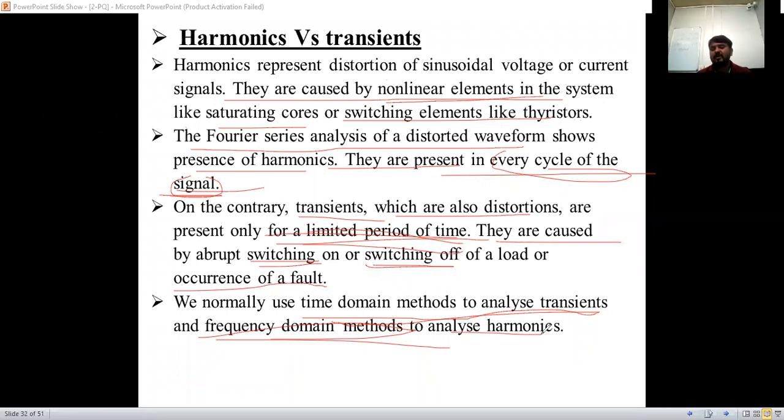We can analyze the transients by time domain methods, and we can analyze the harmonics by frequency domain methods. So these are the major differences between harmonics and transients. If you have any doubts, you can ask.